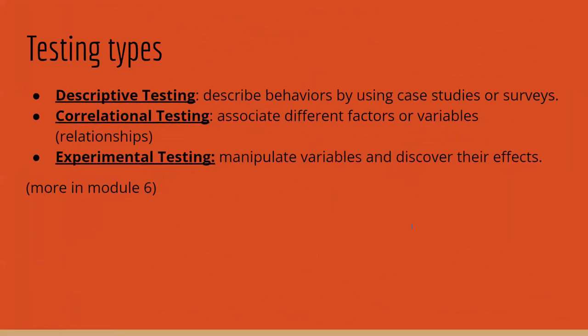All right, well, here are the different testing types. There's descriptive testing. That is just describing behaviors using studies or surveys. That's what we're going to talk about in a minute. There's correlational testing, and this is basically where you find relationships between things, correlations. Maybe you looked at that in algebra before. Experimental testing is manipulating variables and discovering their effects. So that's when you have the independent and dependent variables. We're going to talk more about those last two in Module 6.